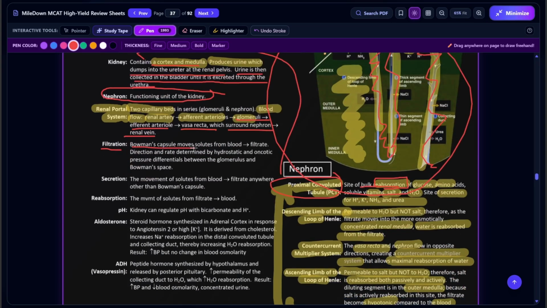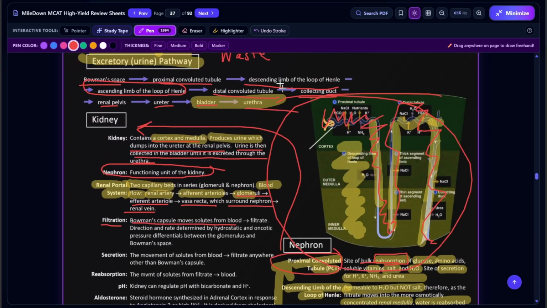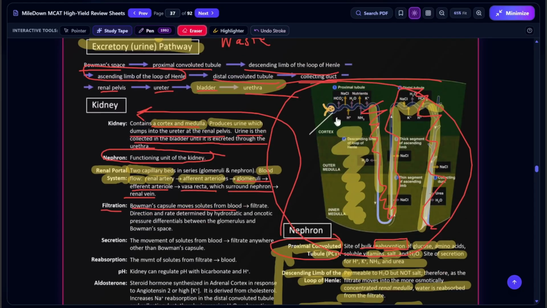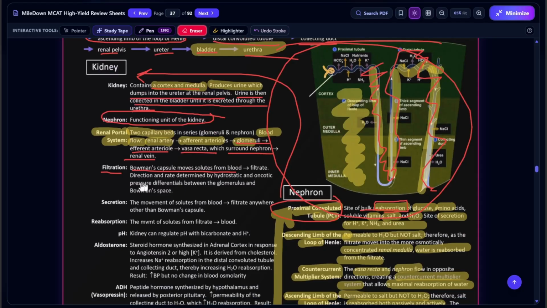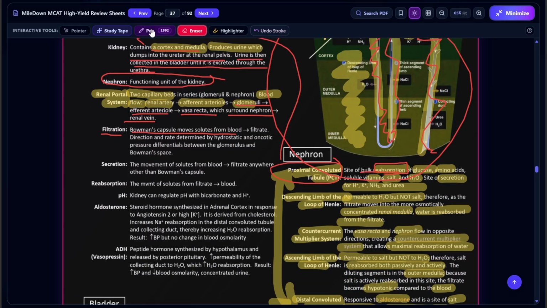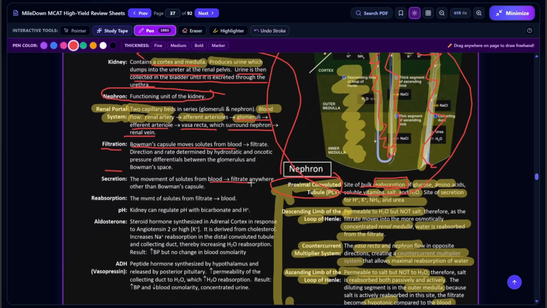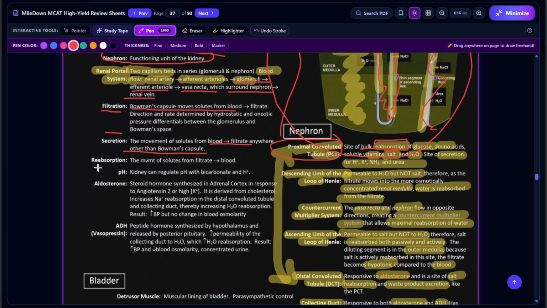Filtration: Bowman's capsule moves solutes from blood to filtrate. So there is a Bowman's capsule at the very beginning. So this is what they call the Bowman's capsule here. Direction is determined by hydrostatic and oncotic pressure differentials between the glomerulus and Bowman's space. Secretion is the movement of solutes from blood to filtrate anywhere other than the Bowman's capsule, and reabsorption is the movement of solutes from filtrate to the blood.